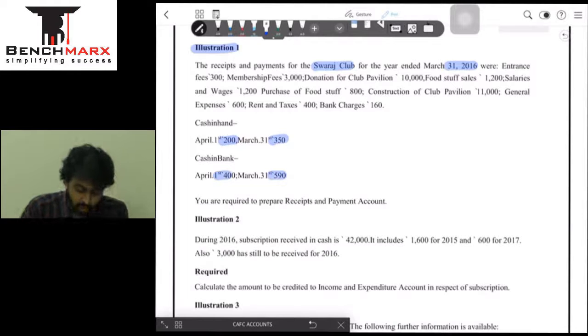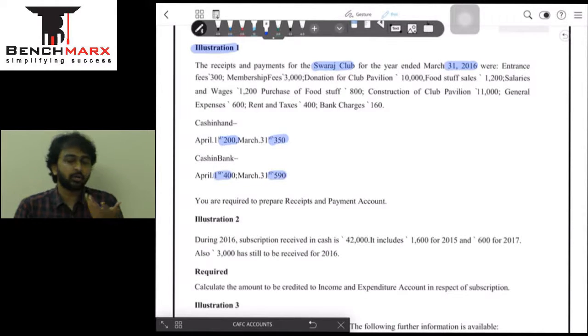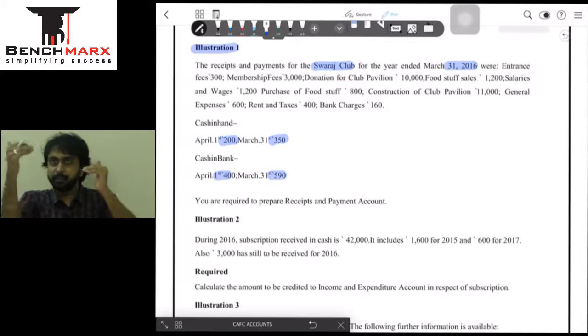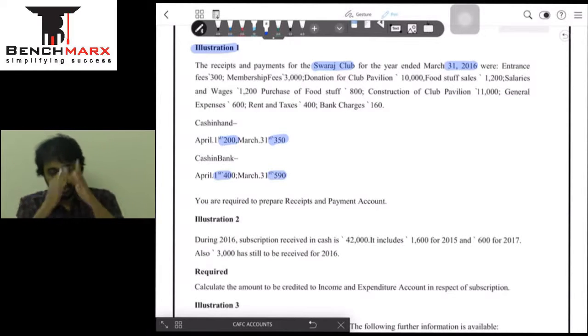So if I have the opening balance, if I have the closing balance, and if I have the receipts and payments, ideally the receipts and payments should tally because it's more like a cash account. Cash account mein hota hi kya hai? Opening, receipts, payments, closing. So out of these four things, if all four are given to us in this question, this account should ideally tally.